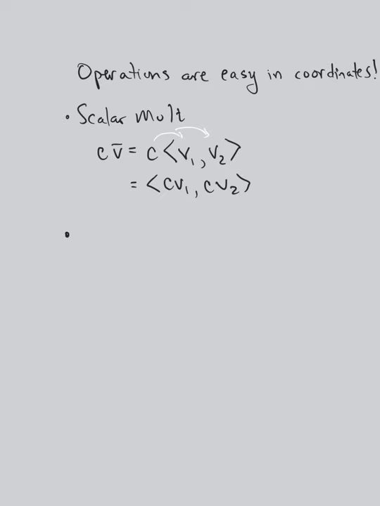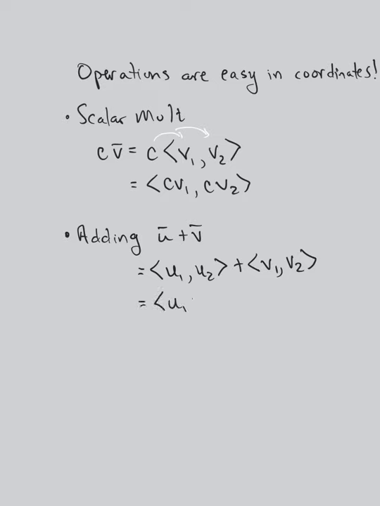Now this is one of the most amazing things in the math world to me: adding. Say I have u plus v, like I showed you at the beginning. Say u has coordinates u1 and u2, and v has coordinates v1 and v2. You are going to say, what's so amazing about this? But whenever you're adding vectors in coordinates, you just add the corresponding coordinates. You add the x coordinates together, and then you add the y coordinates together.